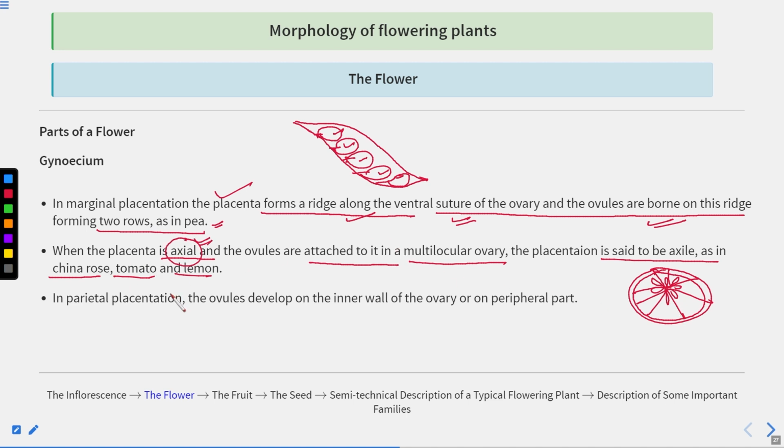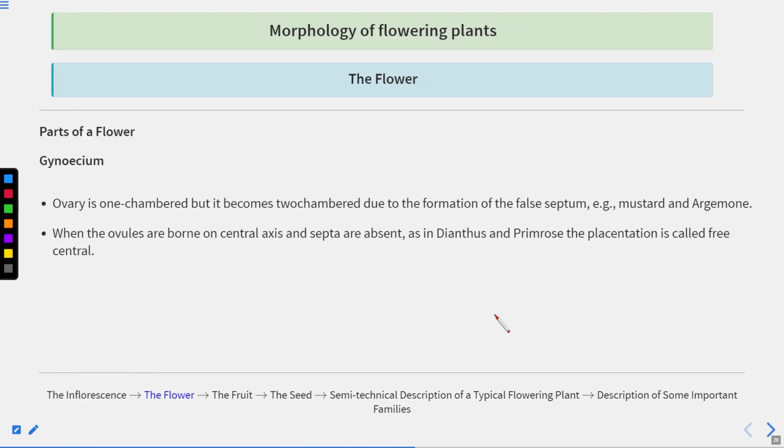Axial placentation, right? In parietal placentation, the ovules develop on the inner wall of the ovary or on the peripheral part. Okay, the ovules are on the peripheral part like this, on the inner wall of the ovary. So that is the parietal placentation. And the ovary is one chambered, but it becomes two chambered due to the formation of a false septum.